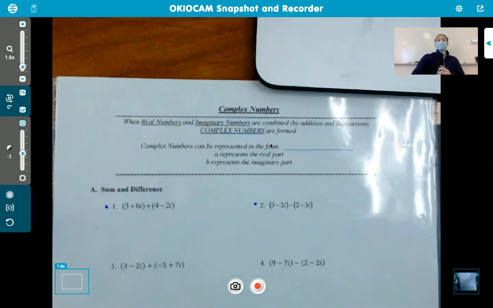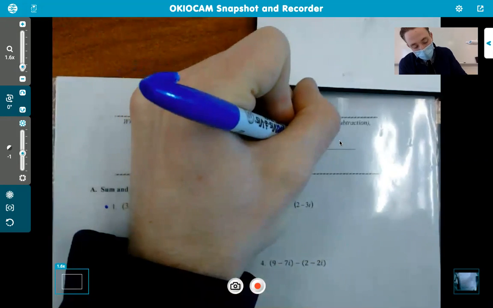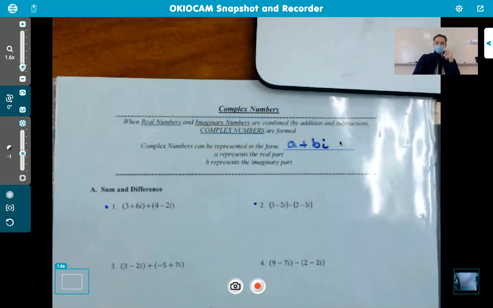When we combine these two ideas, okay, when we combine real numbers and imaginary numbers, we get what's called a complex number, okay? And a complex number is the addition of a real and imaginary number. It's represented in the form, so this is like a generic form, a plus bi, where a represents a real number. So any number that you've seen in a coordinate plane before, any number that you've seen on a real number line, that's our a piece, that's that real number.